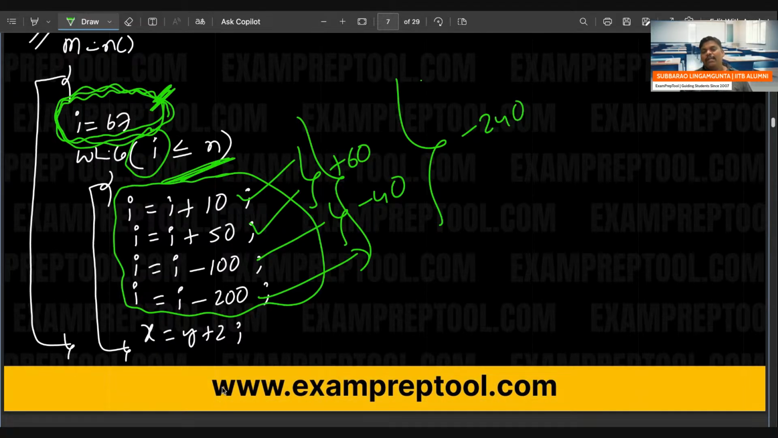First 60 added, next minus 100 added. So minus 40, to this minus 40, minus 200 added, minus 240. This is an indication that whenever this loop is going on, every time I am decrementing. I is already small, and you are decrementing. In the next round again 240 decrement, 240 decrement, it keeps on decrementing. This loop never ends.